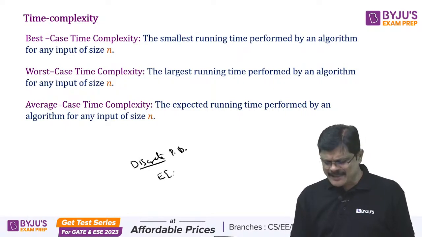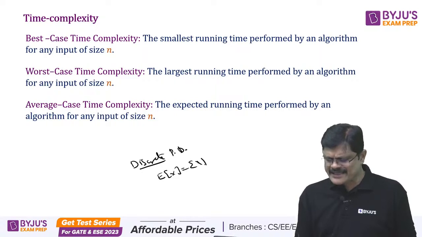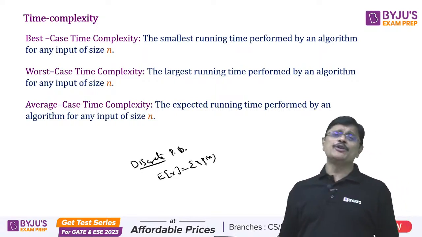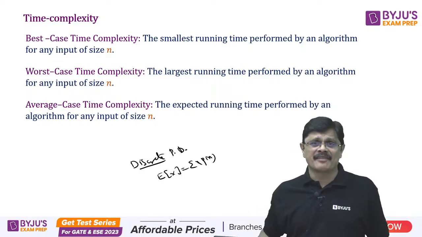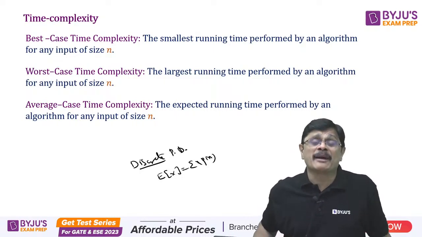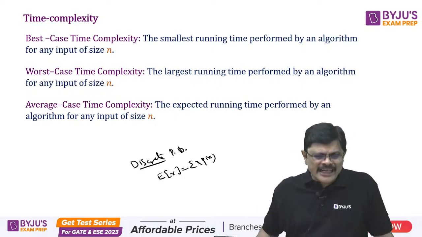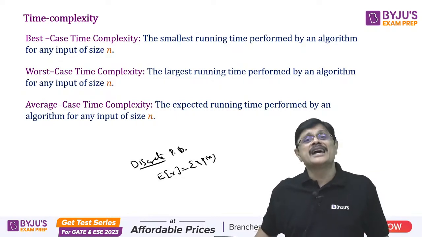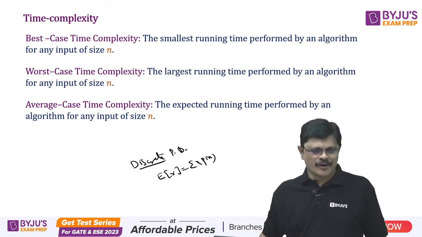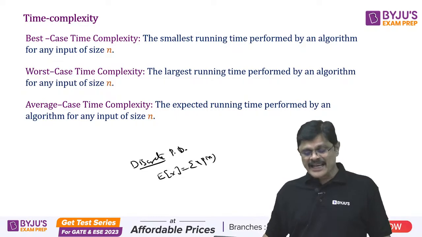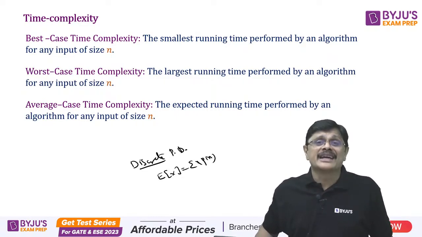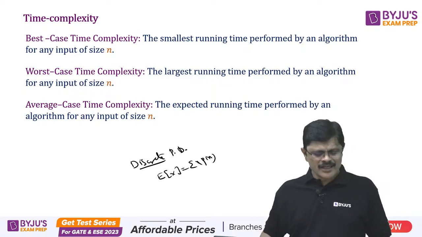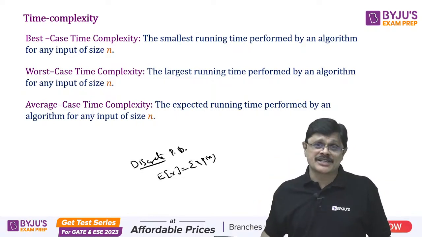the expected time is given by sigma x into p(x), my dear friends. So we need to identify what is the random variable and what is the corresponding probability. Then you are going to get the expected running time. That expected running time is what we call average time. Okay, average time complexity: the expected running time performed by an algorithm over all inputs of a given size. Am I clear? So that is your average case time complexity, my dear friends.